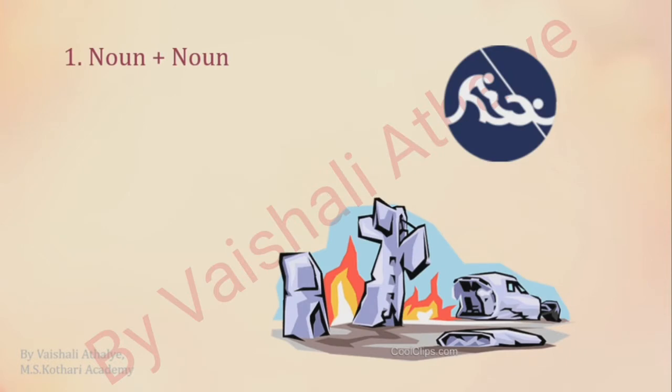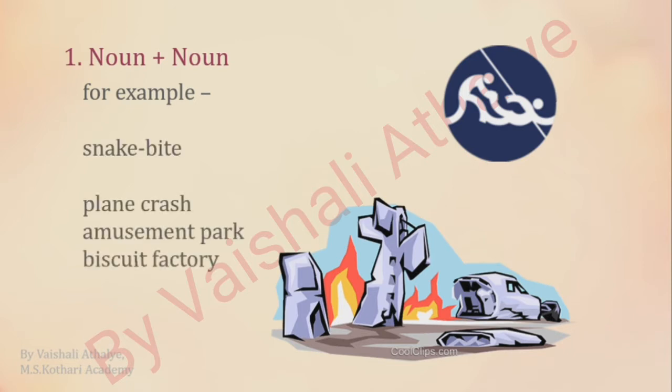Compound words can be formed by putting two nouns together. For example, snake bite, plane crash, amusement park, biscuit factory, sportsman, batsman. Note that some compound words are hyphenated words like snake-bite, whereas some are written with a space like plane crash, and some are put together and written as a single word like sportsman.